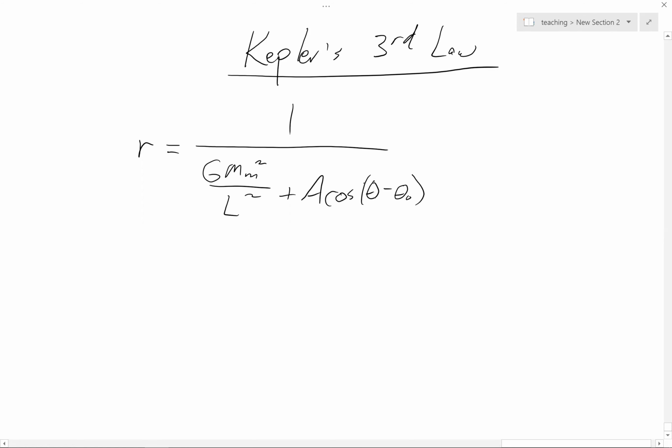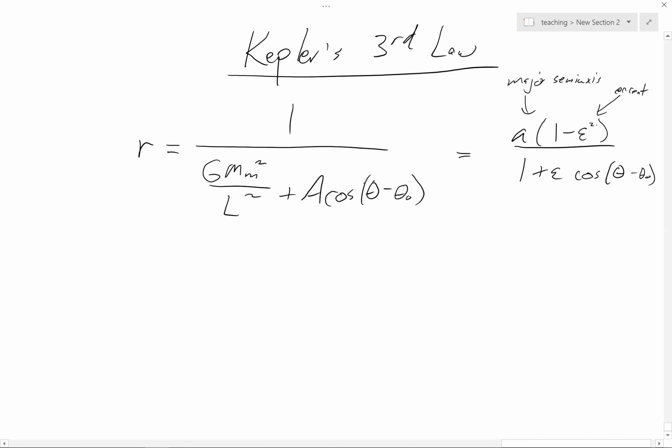To get Kepler's third law, we're going to compare this to a standard equation for a conic section in polar coordinates, which is a(1 minus epsilon squared) over 1 plus epsilon cosine(theta minus theta 0). Just real quick to see why this one's true. Here a is supposed to be the major semi-axis, and epsilon is supposed to be the eccentricity.